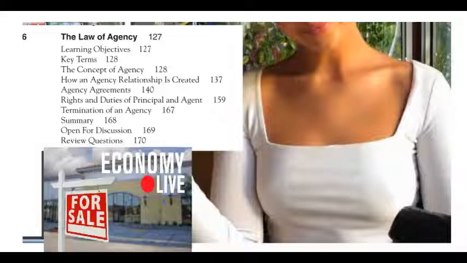It is important to remember that the seller's authorization does not necessarily require a written agreement. As you will learn later in this unit, in the section entitled How an Agency Relationship is Created, the conduct of the seller, the principal, also can authorize an agency relationship.